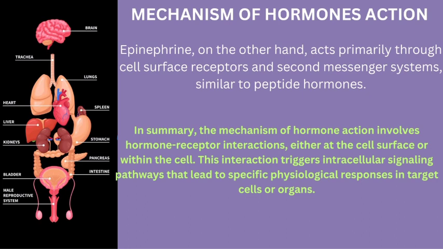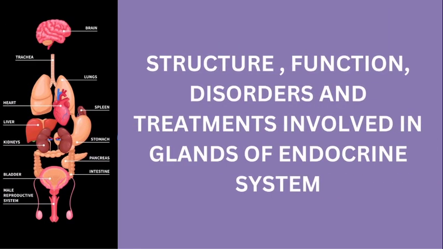In summary, the mechanism of hormone action involves hormone-receptor interactions, either at the cell surface or within the cell. This interaction triggers intracellular signaling pathways that lead to specific physiological responses in target cells or organs. Now our next topic is structure, function, disorders and treatments involved in glands of the endocrine system.